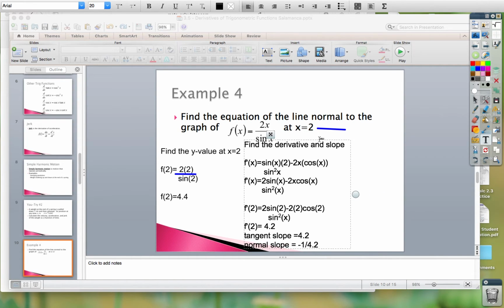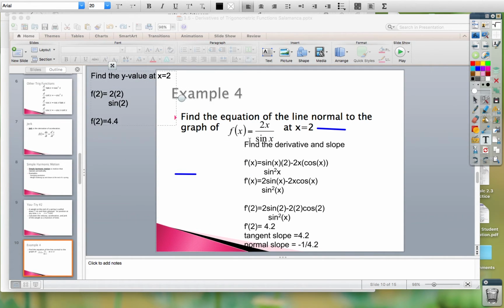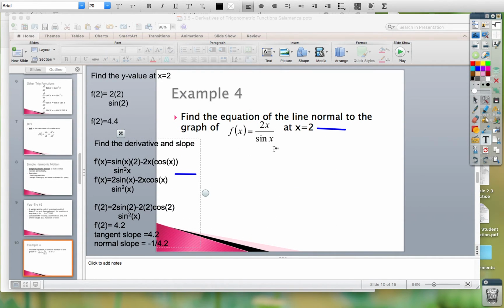So we still need to write an equation. I know this is a long problem, but hang in there. So we're going to move the things that we have to the side. We know that the equation of a line can be found by using point slope form or slope intercept. We're going to go ahead and use point slope form. So that's y minus y sub 1 equals m times quantity x minus x sub 1.